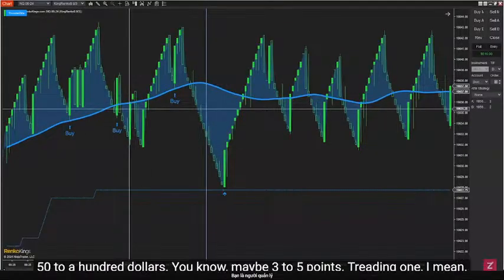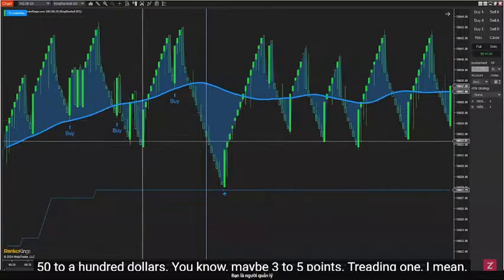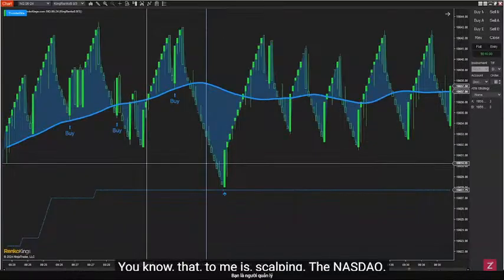What do I consider to be scalping? I don't know, $50 to $100. Maybe 3 to 5 points, trading one E-mini. That to me is scalping the Nasdaq.